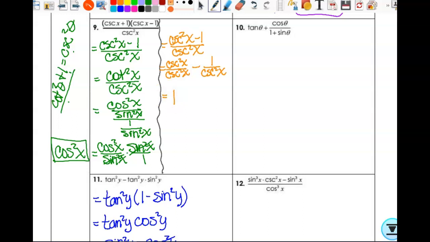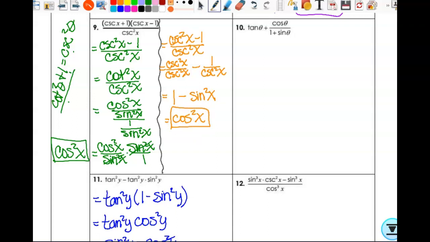And then what's 1 over cosecant? Sine. So this is sine squared x. So it's 1 minus sine squared. Then looking at your yellow card, what is 1 minus sine squared? Cosine squared. And there is my answer.